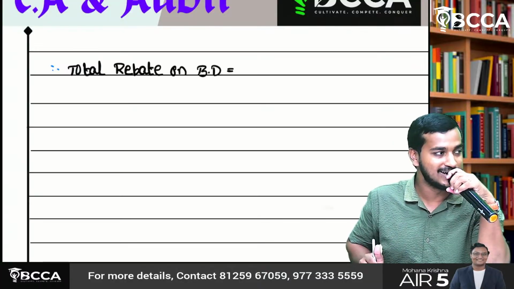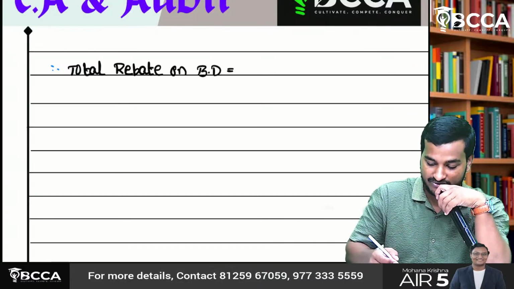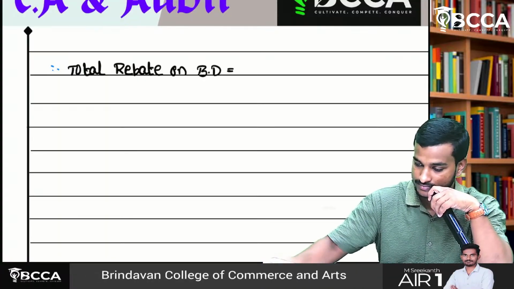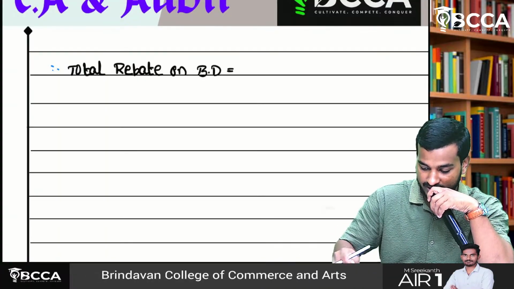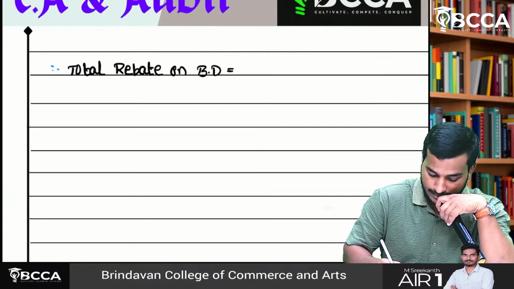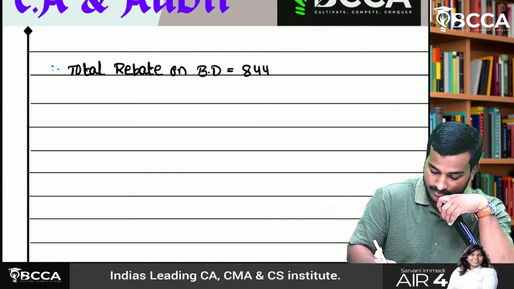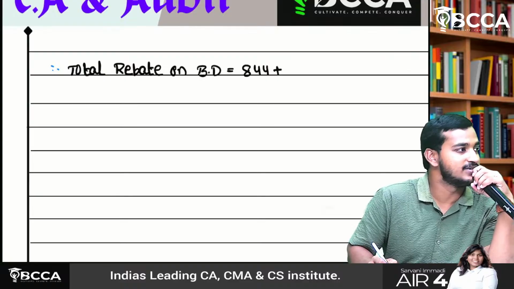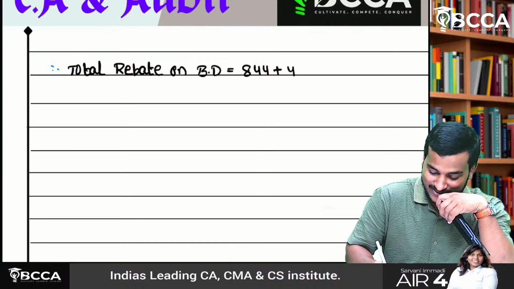Total rebate on bill discounted. Tell me, what is the first bill discount? 844 plus 414.